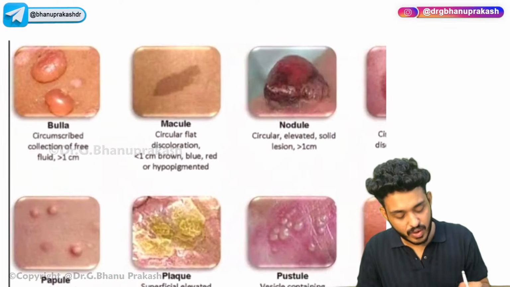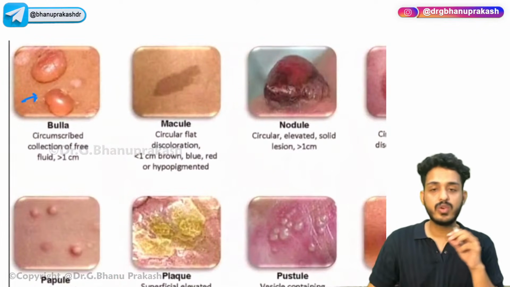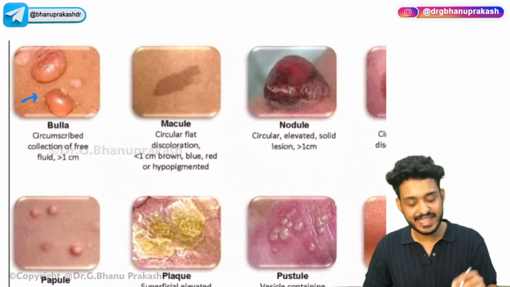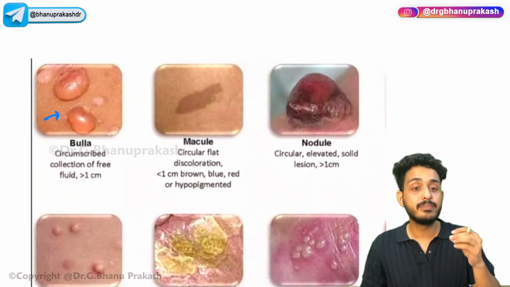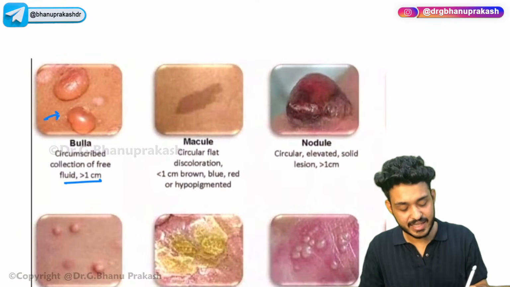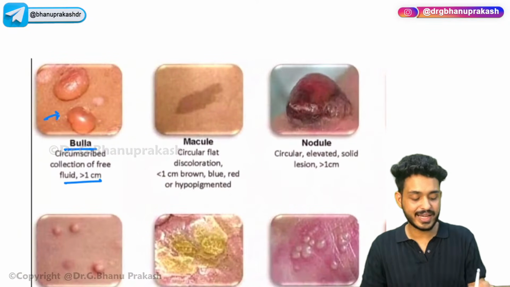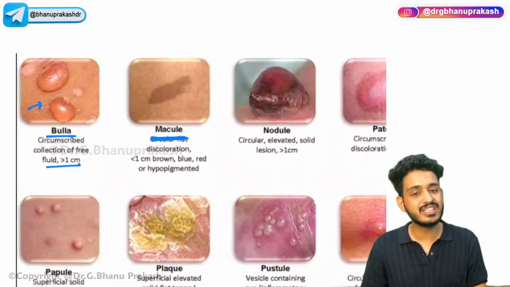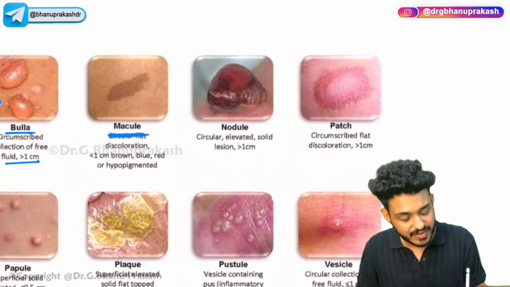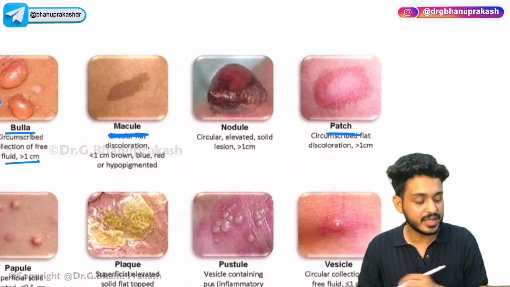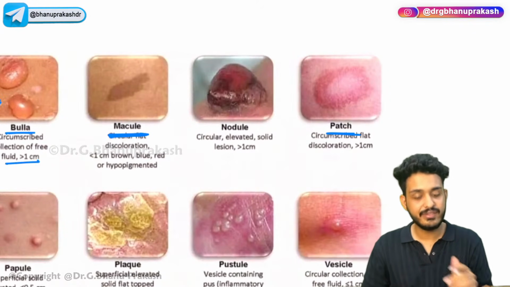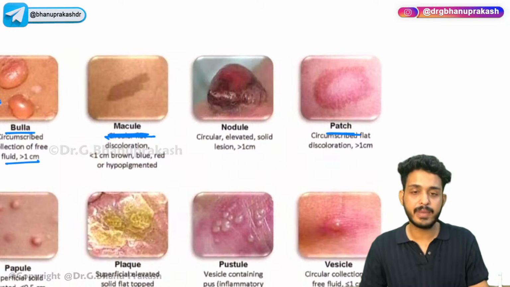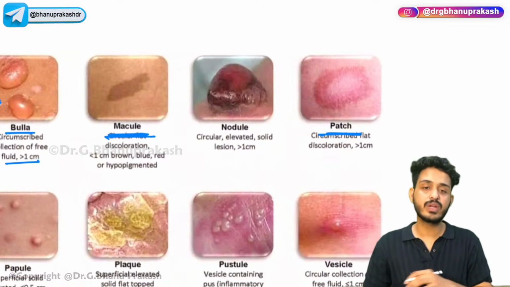Okay, so first of all, can you appreciate this fluid filled lesion? It is a clear fluid filled lesion which is more than 1 centimeter in size, that is known as bulla. Isko bulla bolenge, right? This is a flat lesion. This is a circular flat lesion, that is known as macule. If this flat lesion is big in size, we call it patch. If it is a small flat lesion, we call it macule. If it is a big flat lesion, we call it a patch.